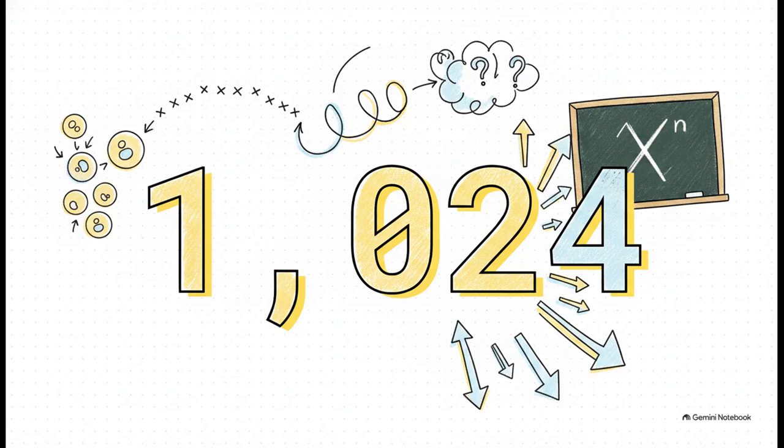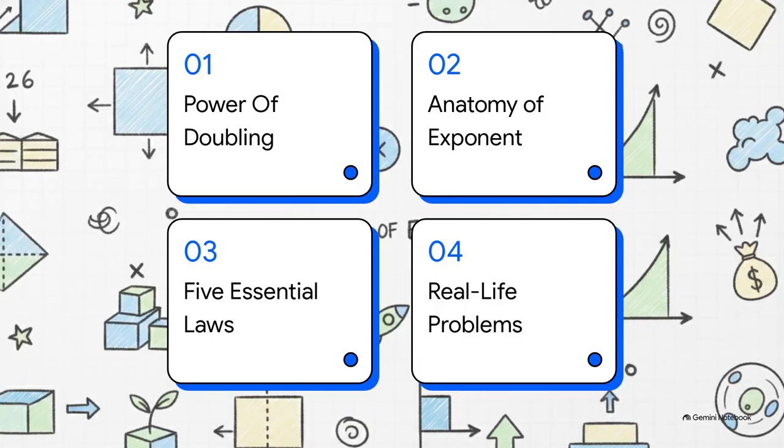If we tried to actually map this out by writing down the repeated multiplication, 2 times 2 times 2, it gets super tedious and messy. We clearly need a shorthand. So here is our roadmap for today. 1. The power of doubling. 2. Anatomy of an exponent. 3. The 5 essential laws. And 4. Solving real-life problems.